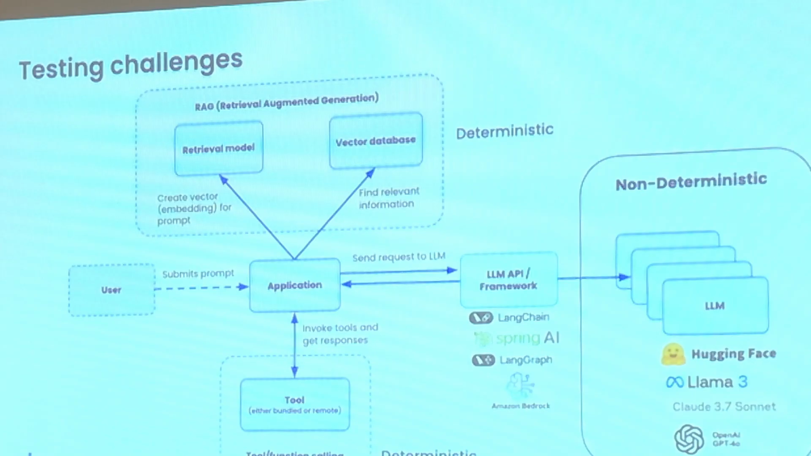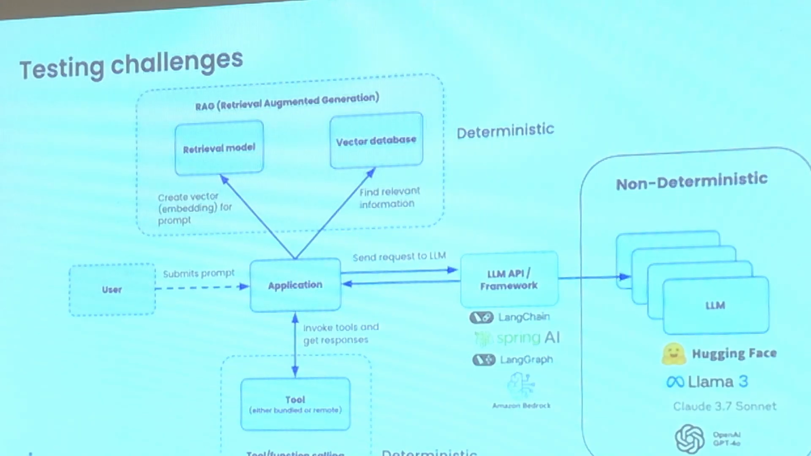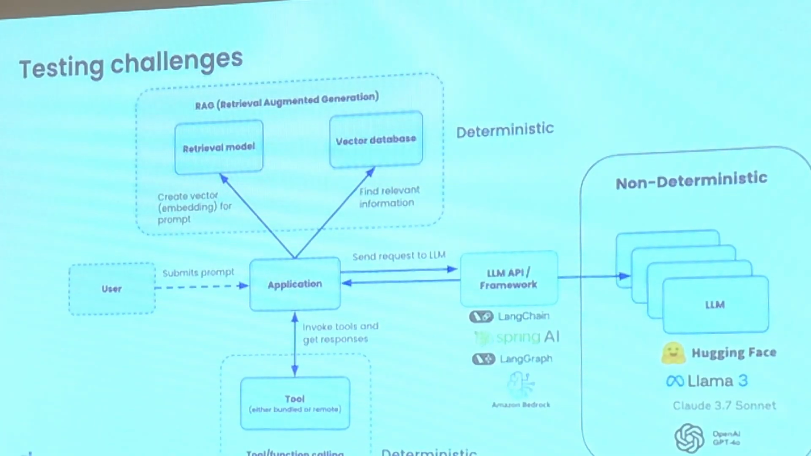The challenges about testing are pretty simple. We know how to test the deterministic part. When we know what the answer should be, we know what to expect, and we can do assertions around it. For the models, we don't know what will be there. So this is not deterministic.